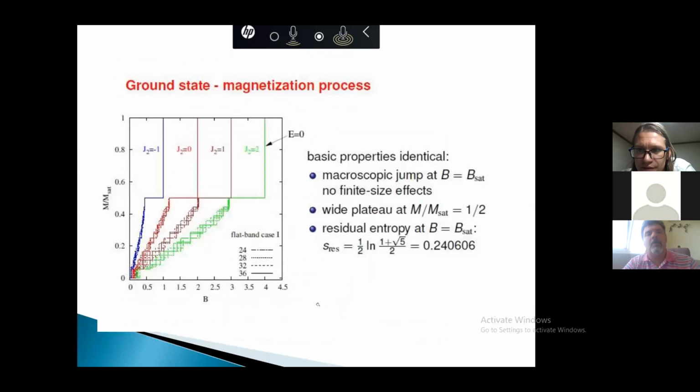And here is the illustration of the previous situation. As I told you, we have the typical fingerprints: a plateau at 1/2 and a jump to the saturation. And here we have the zero temperature magnetization for the finite system for different values of J2. We can always tune the magnetic field in such a way as to obtain this flat band.